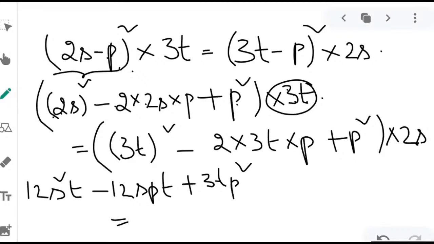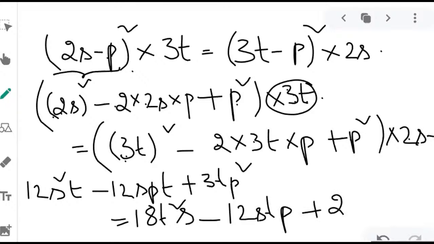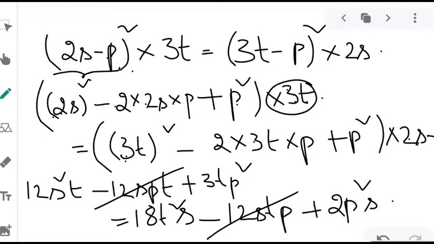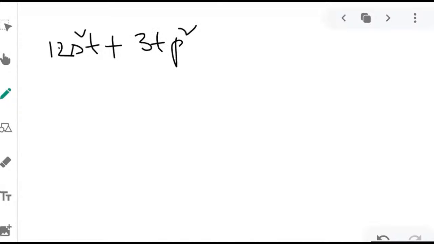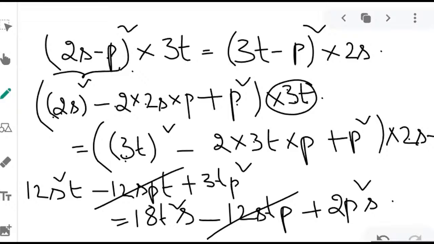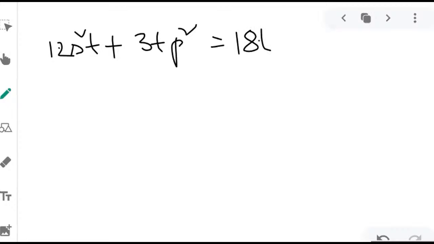Again the same on the other side: 3 square is 9, 9 into 2s is 18t square s, minus 2 into 3t is 6, 6 into 2s is 12stp, plus p square into 2s is 2p square s. What is common on both sides? Minus 12spt and 12stp, same thing. So 12s square t plus 3tp square is equal to 18t square s plus 2p square s.